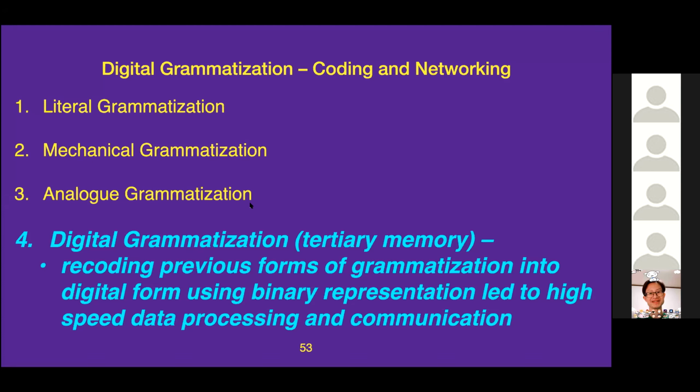Previously, I have referred to three stages of grammatization: literal, mechanical, and analog. The fourth stage is digital grammatization. Digital grammatization allows all forms of technological automatisms to be unified. These forms include mechanical, electromechanical, photoelectrical, electronic, biochemical, and so on. Unification occurs through all types of sensors, actuators, and related software.